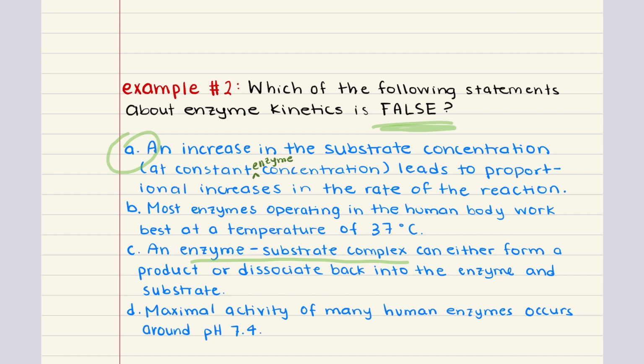D says, maximal activity of many human enzymes occurs around a pH of 7.4. This is also true. pH 7.4 is roughly the pH of blood and many tissues, and most human enzymes are optimized for this neutral environment. There are exceptions, of course, like pepsin in the stomach, but the general rule holds.